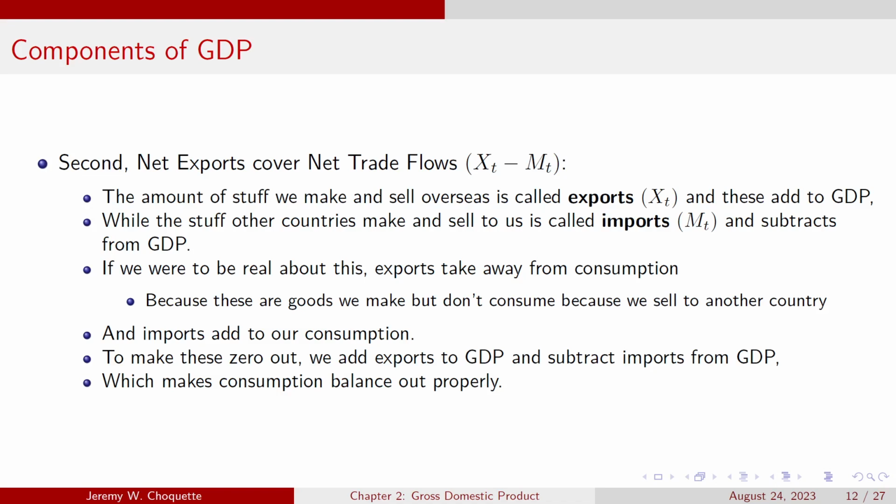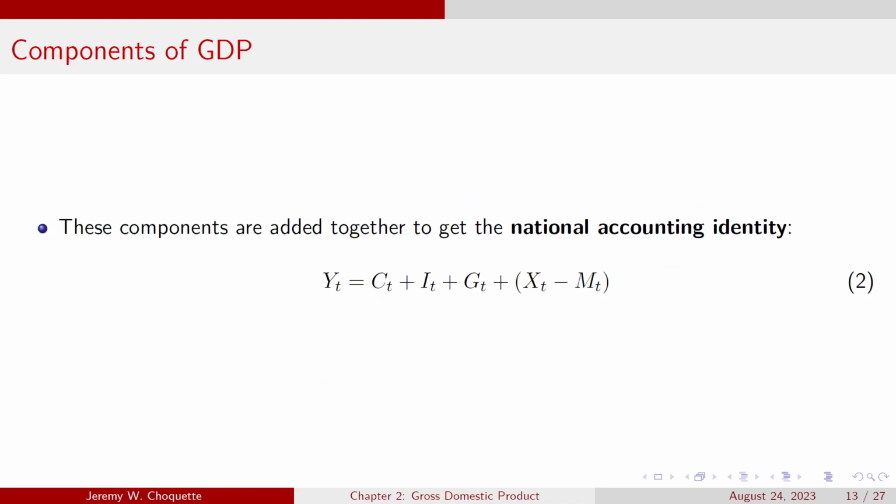So really, to make these two guys zero out, we add exports to GDP and subtract imports from GDP, which then balances out the consumption component of GDP. Now, I'm not going to test you guys on that. You don't need to be able to recite that mathematically or anything. It's just a nice little caveat to know here.